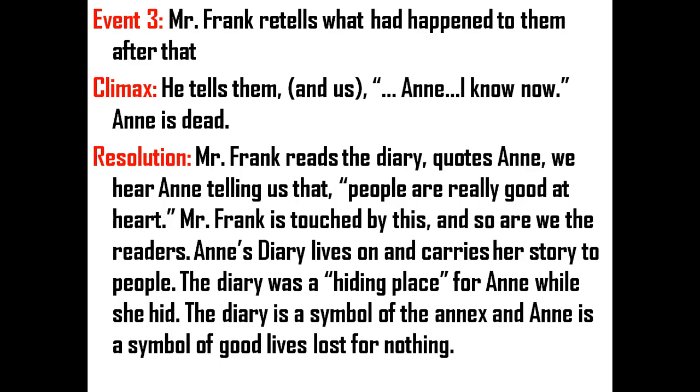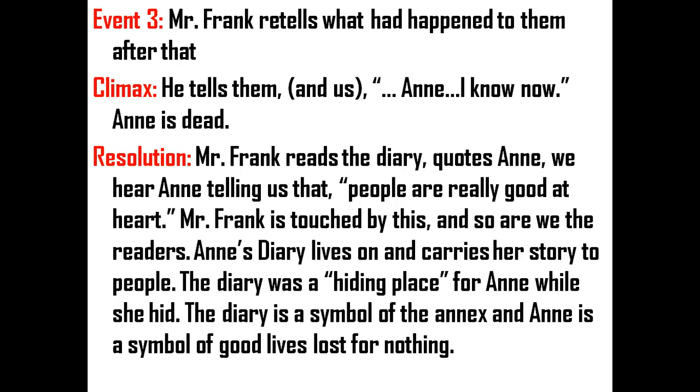Climax: he tells them and us, obviously being readers, "Annie, I know now, Annie is dead." So that is the climax, that Annie is dead. What is the resolution? Mr. Frank reads the diary, quotes Annie. We hear Annie telling us that, I quote, people are really good at heart. Mr. Frank is touched by this, and so are we, the readers.